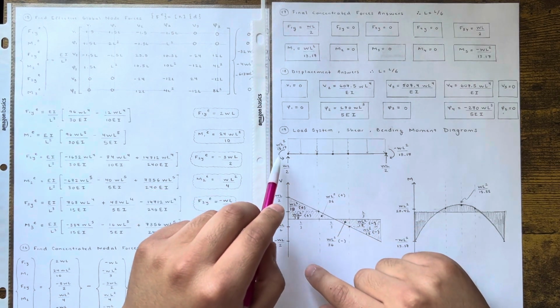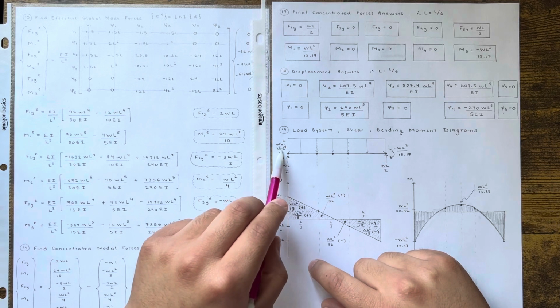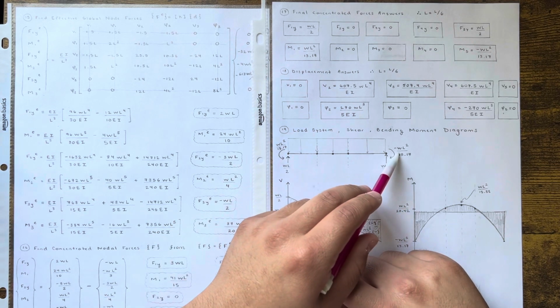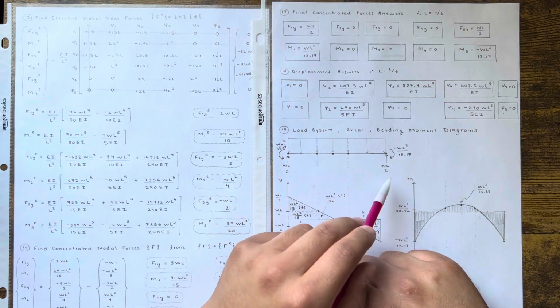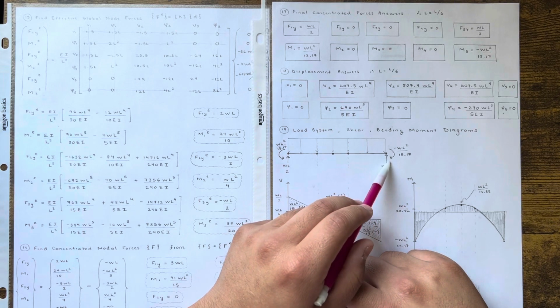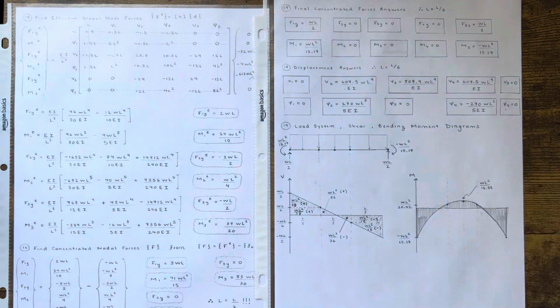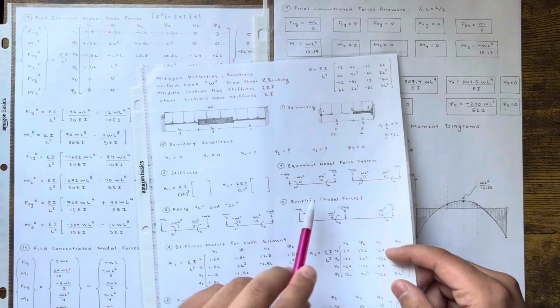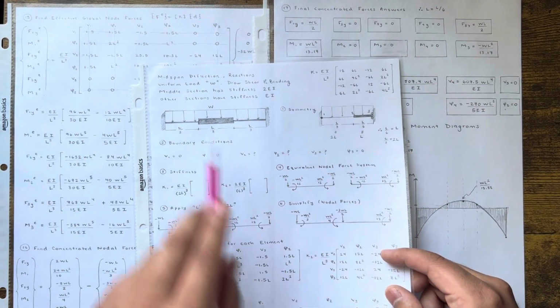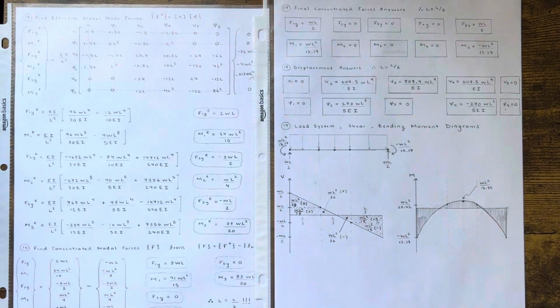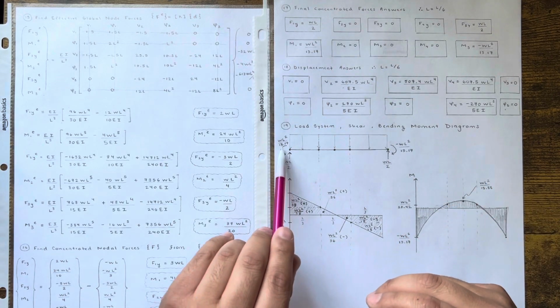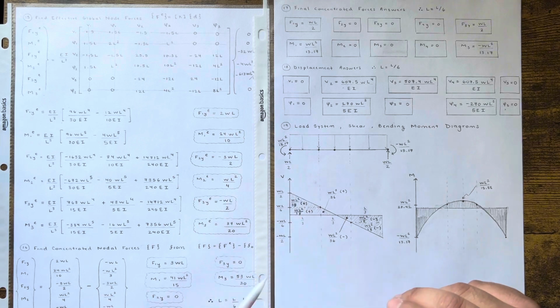In this case, this is what the load looks like. WL squared over 13.17, negative WL squared over 13.17. WL over 2 pushing up. Remember, it's not going down. When it was going down, it's because we were doing the equivalent nodal force system of the distributed load. These are now the reactions. Okay, so now they're going up. WL over 2, WL over 2, okay?